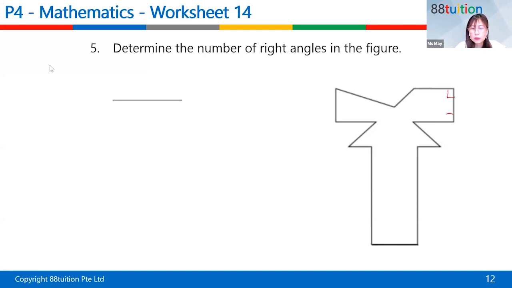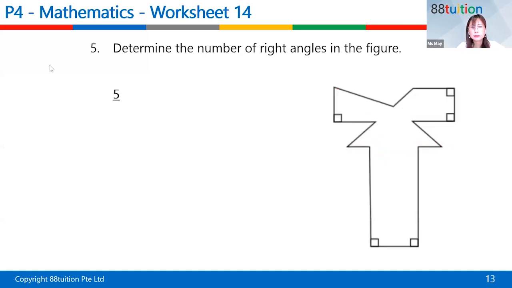1, 2, 3, 4, 5. This is smaller than 90. This is smaller than 90. This is bigger than 90. This is bigger than 90. This is bigger than 90. And this is smaller than 90. So yes, you're right. There are 5 right angles.